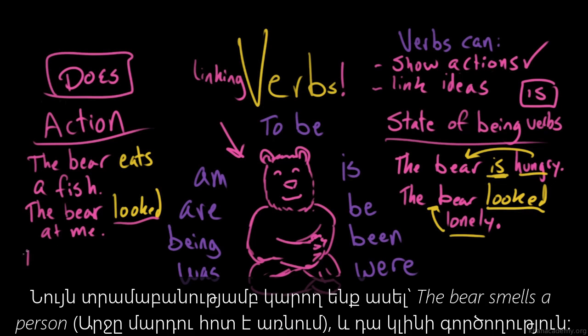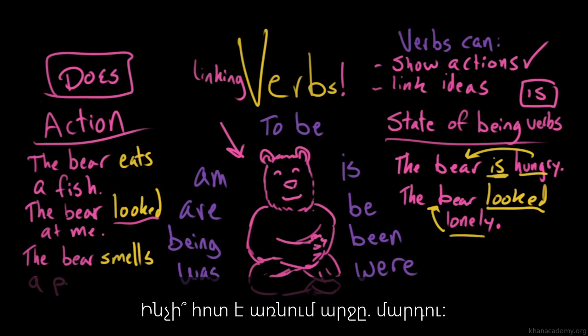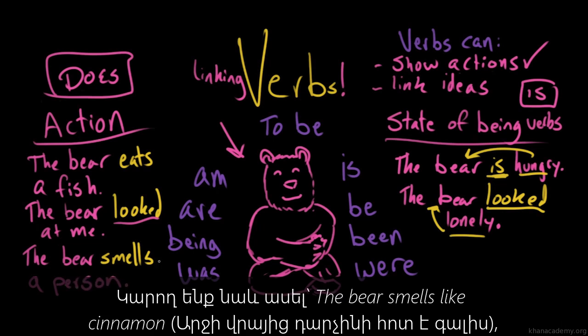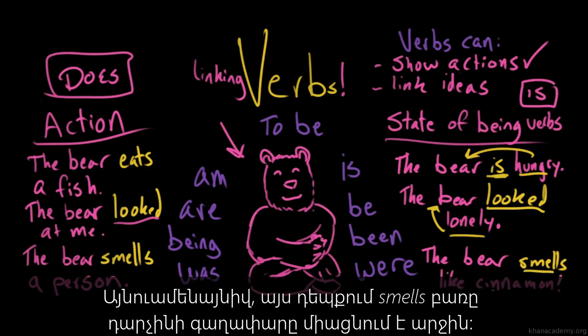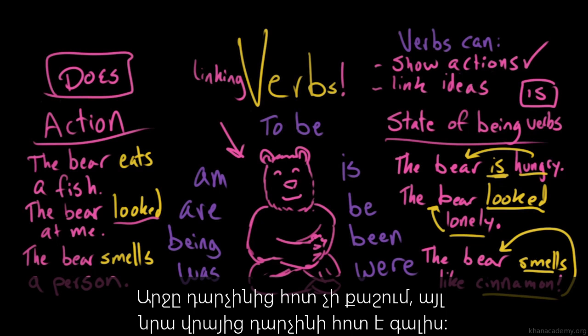By the same token, we could say, for an action, the bear smells a person. What is it smelling? A person. But we could also say, the bear smells like cinnamon, which I grant you is pretty unlikely. Don't go smelling bears. But what smells is doing here is connecting the idea of cinnamon to the bear. The bear isn't smelling cinnamon, the bear smells like cinnamon.